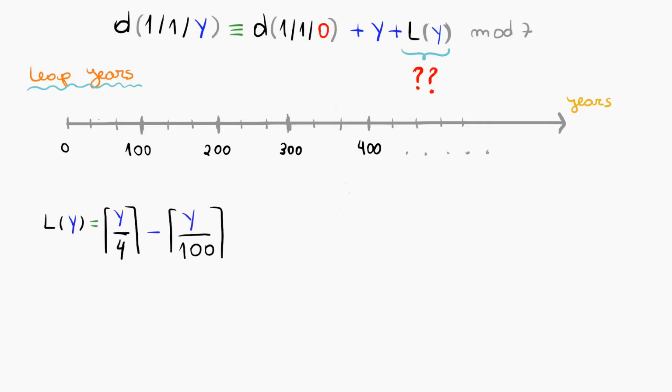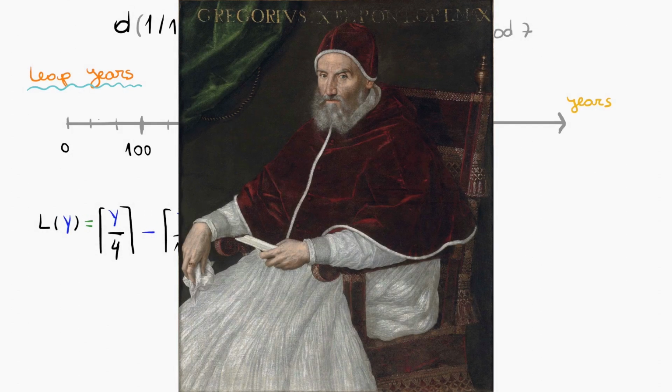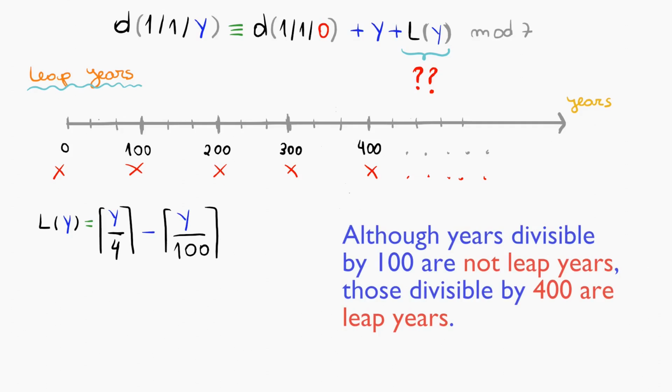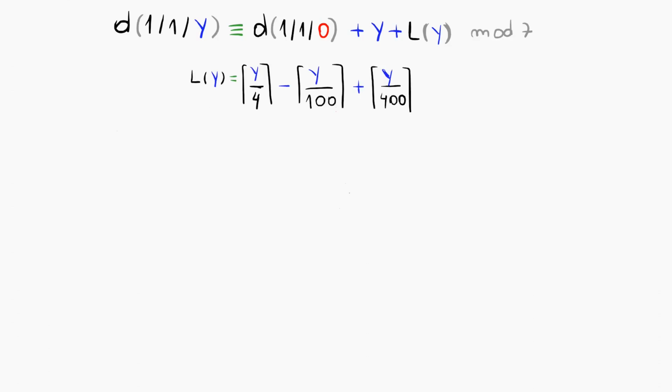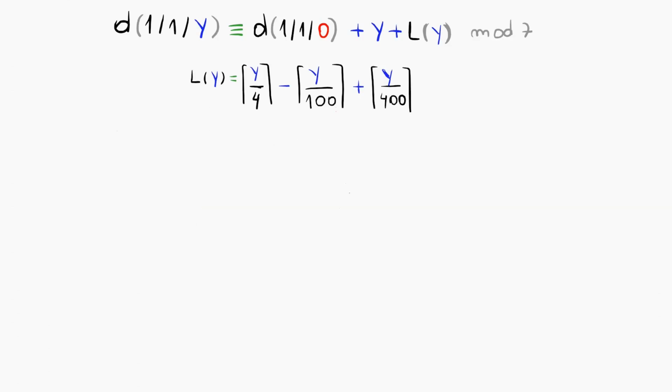But the story does not end there. I know it's not pleasant, but it's not my fault. It's Pope Gregory XIII's fault. We have to add a new correction because although those years divisible by 100 are not leap years, those that are divisible by 400 are. So the years 0 and 400 are leap years again. To add this correction, we simply have to add the ceiling function of the year over 400. But that's not all there is to say about leap years. Just kidding. This is the final relationship for L of y.